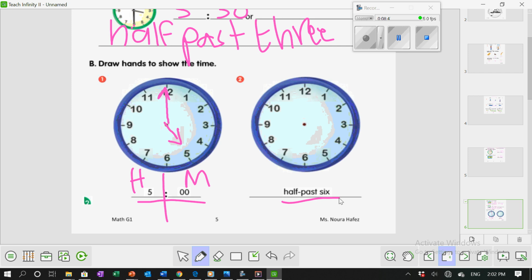It is half past. Yes, half past means all the time the minute hand is on 6. Half past 6. Perfect. The hour hand is between 6 and 7. Excellent.